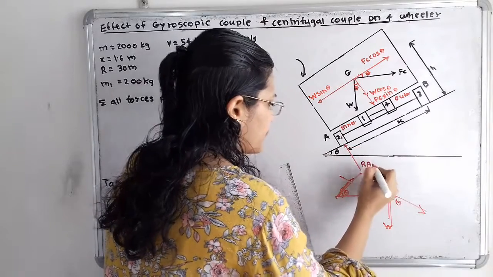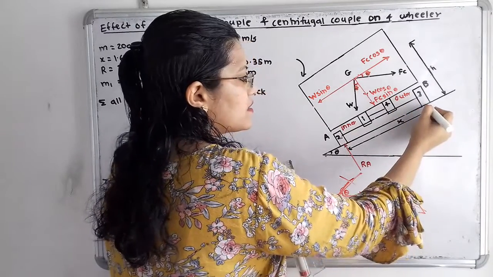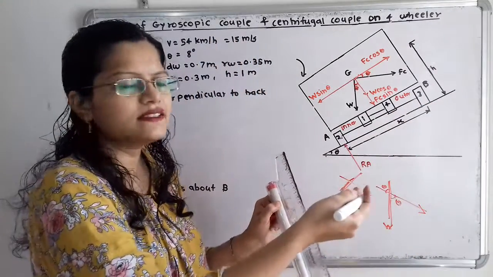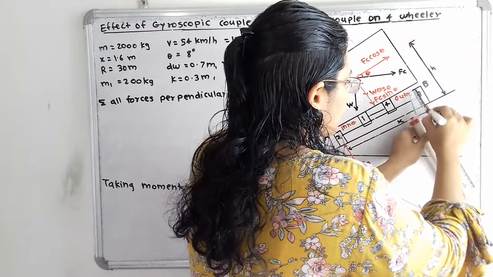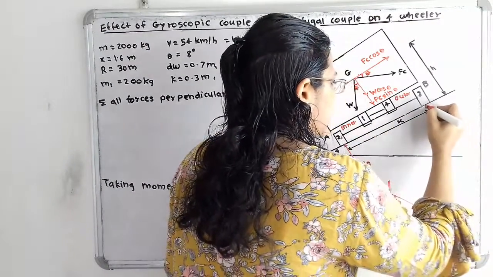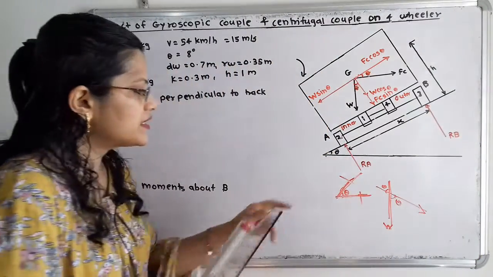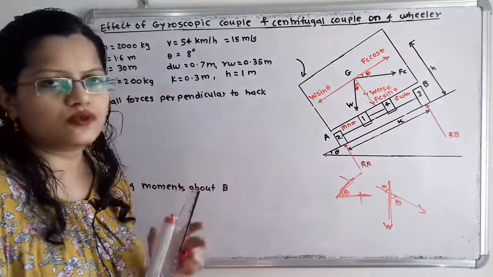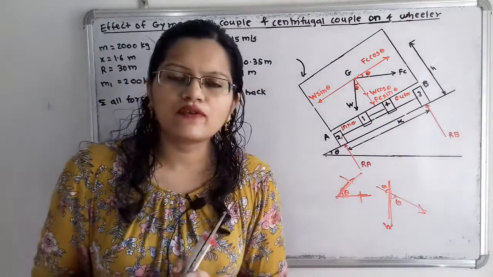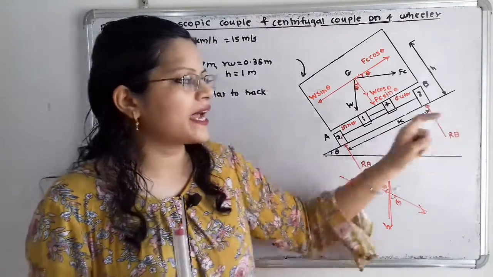This is RA. Now in the same way, these are the outer wheels, and here also the reaction is taking place in the perpendicular direction to the road. So the road is inclined, that's why we have to show that, and here is RB. So these are the reactions which are perpendicular to this inclined road. Now we have to first find out the value of these reaction forces RA and RB.